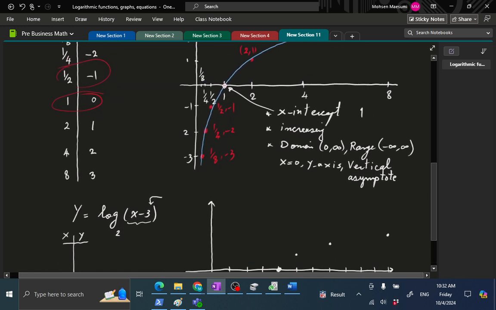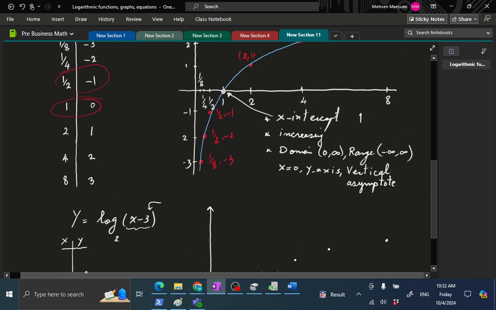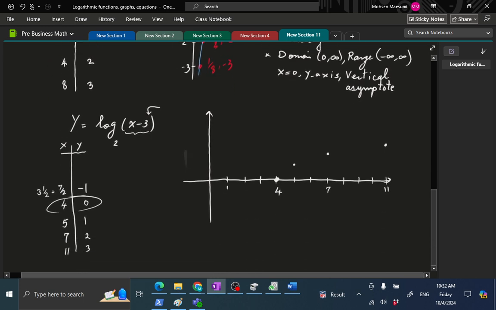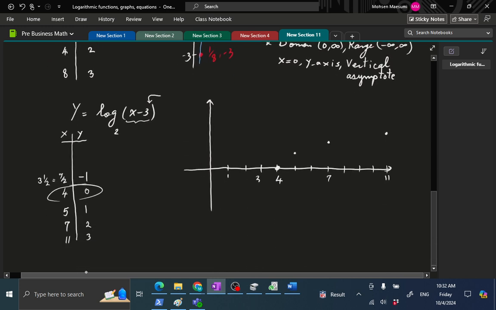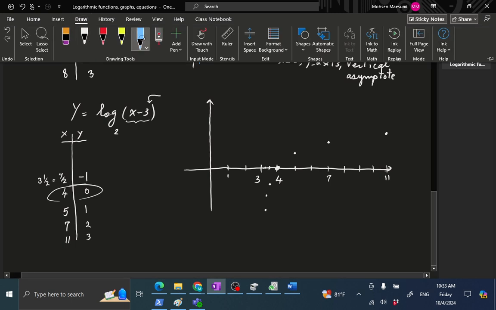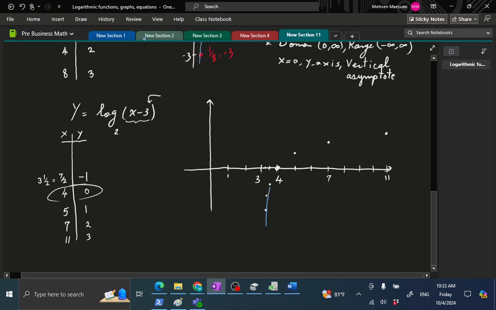Everything that was happening here between 1 and 0 is going to get compressed between 4 and 3. That is, at 3.5, I'll be at -1. At 3.25, I'll be at -2. At 3.125, I will be at -3, and so on. So if I connect all of these points, what do I get? Something like this. This is the graph of logarithm of x minus 3 in base 2.